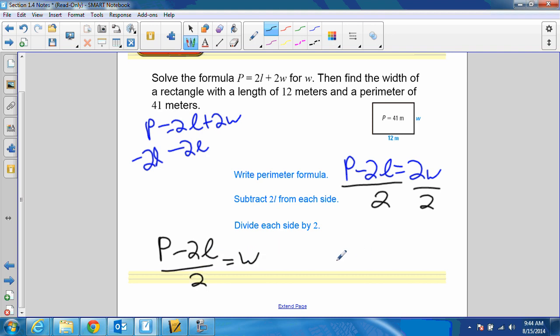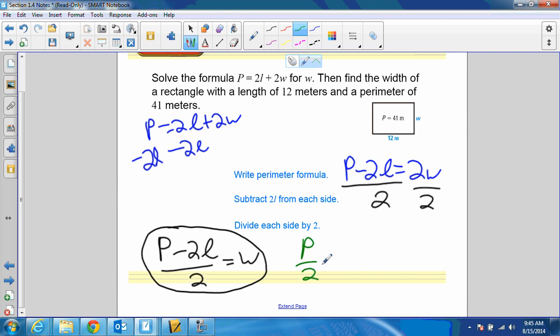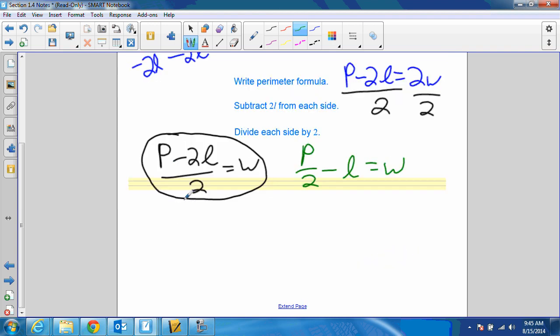If you want to leave it as perimeter divided by 2 minus the length equals width, that would also work. But you could leave it in this form just to make things easier. The other form you could leave it in is P over 2 minus L, since you would divide each of those by 2 and those 2's cancel out. So it's just P divided by 2 minus L equals W. However you want to write it, that one's probably easier, so you can leave it like that.